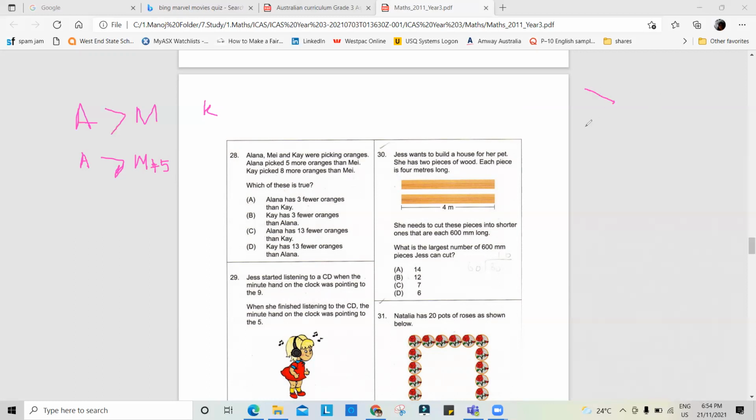Now, this is what we call greater than. It's like a mouth. The fish opens the mouth this way. If you do it this way, X is greater than Y. And this way, X is less than Y. Less and greater. Now this one, A is greater than May, right? You got that, right?